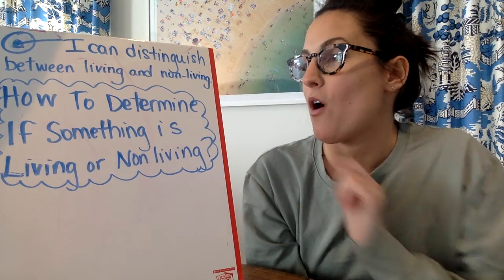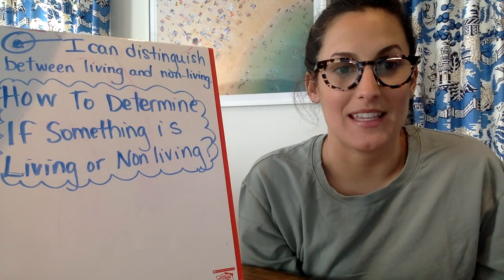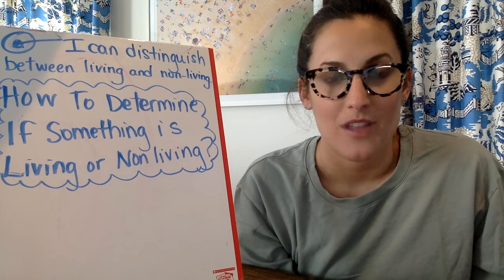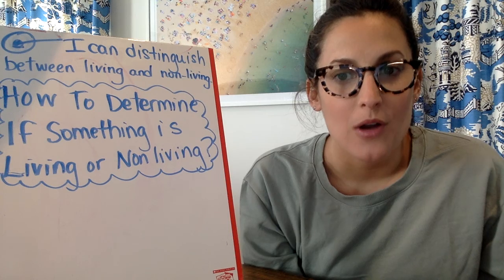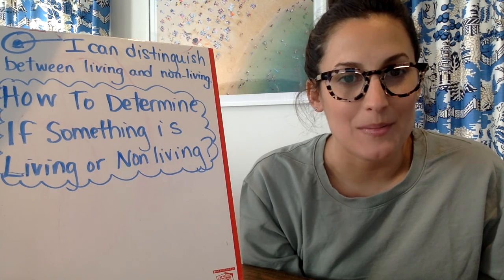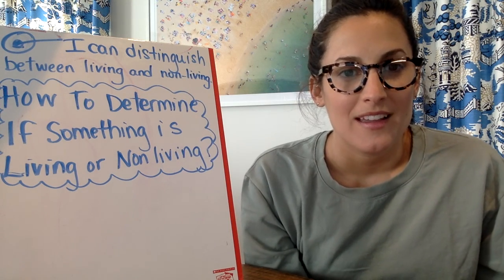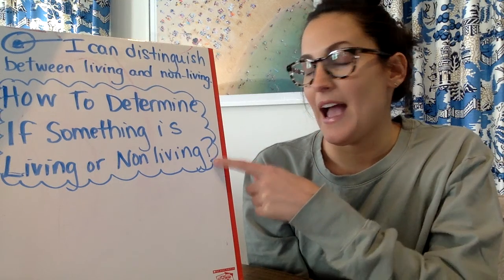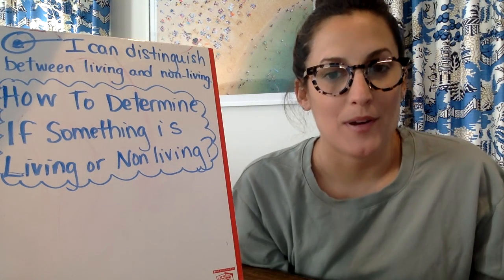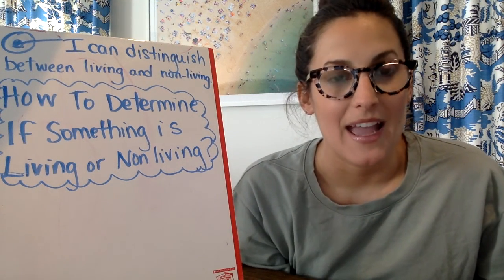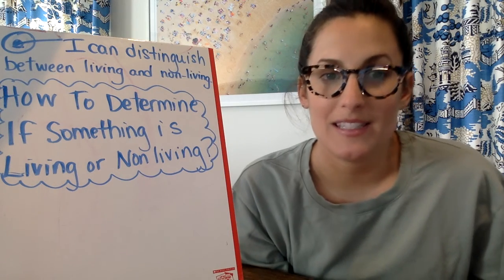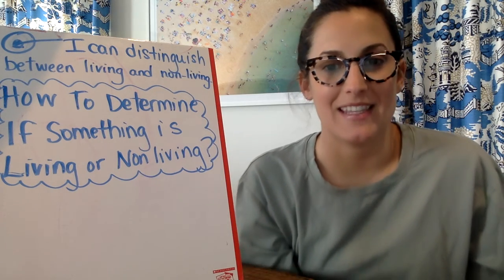Together, we're going to create a chart, and the chart is going to be called How to Determine if Something is Living or Non-Living. So if you don't have it in front of you, go grab a notebook and a pencil and pause this video, because we are going to write at the top of a piece of notebook paper the name of this chart, and together we are going to come up with a list of ways to determine if something is living or non-living.